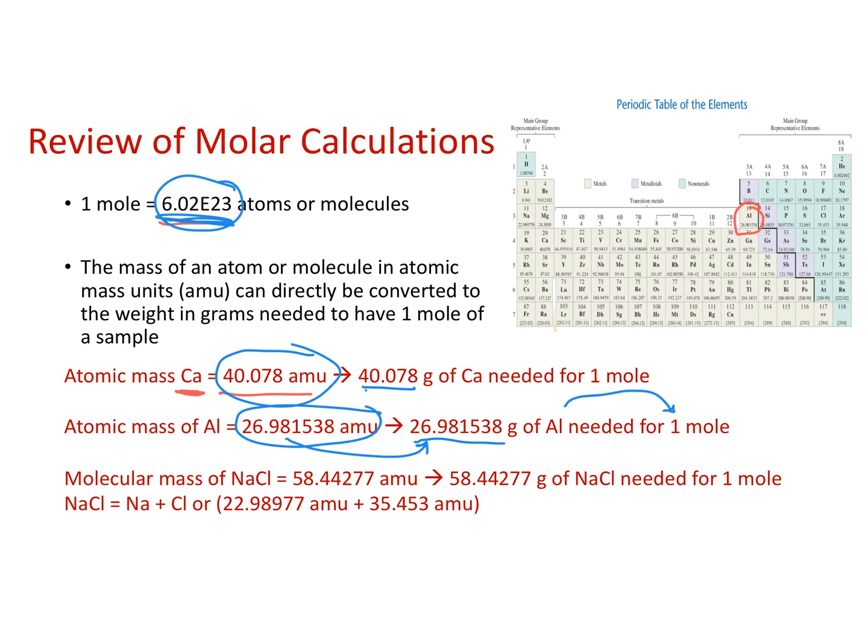The same works for molecular mass. If I have sodium chloride, I would look up the mass of sodium as 22.98 AMU and the mass of chlorine as 35.45 AMU. Adding those together, I get 58.44 AMU for sodium chloride, which means I would need 58.44 grams of sodium chloride to have 1 mole. That 1 mole would contain 6.02 times 10 to the 23 molecules of sodium chloride.